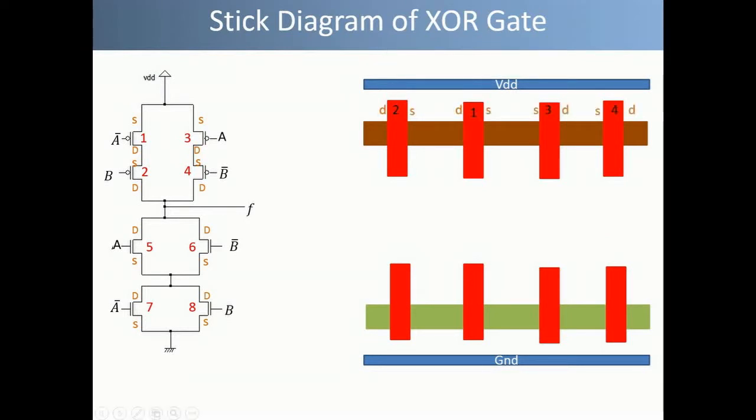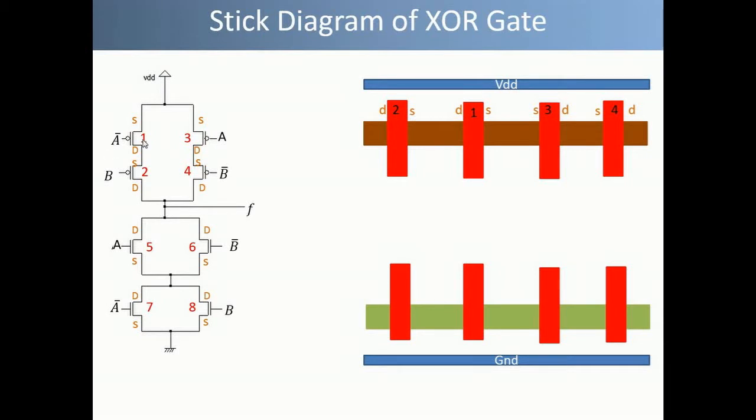Now we assign numbers to the gate terminals of each transistor and label the source and drain terminals. As we know that in a MOS transistor the source and drain terminals are symmetrical. It means that we can assign any labels to them. Source can be drain, drain can be source. So we have assigned labels to them to make the routing easy.